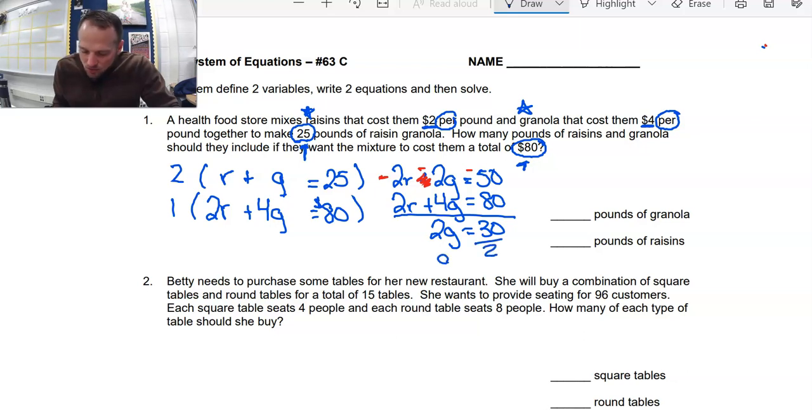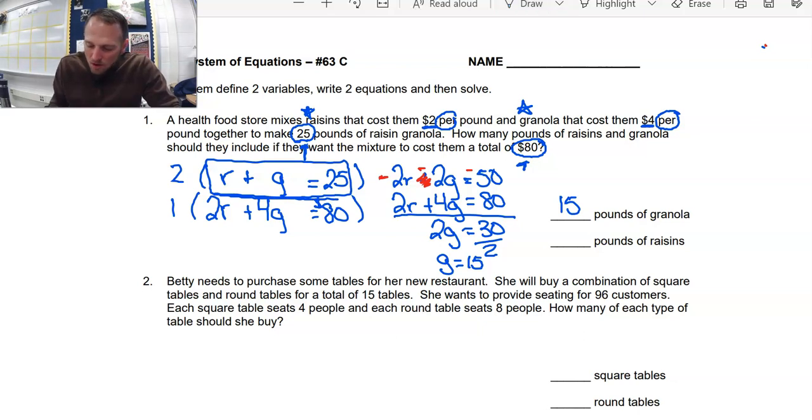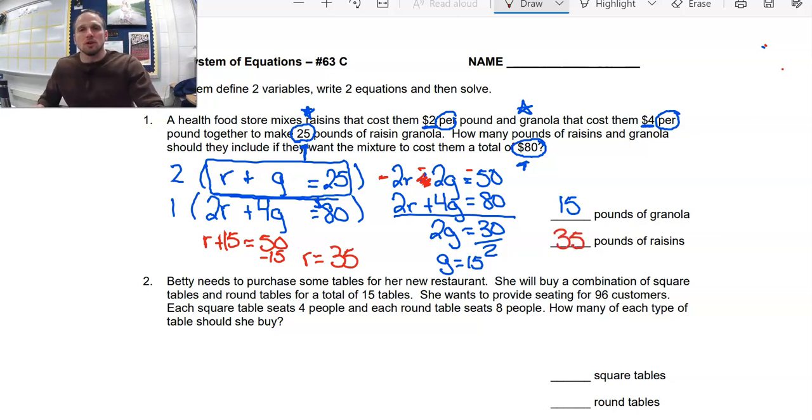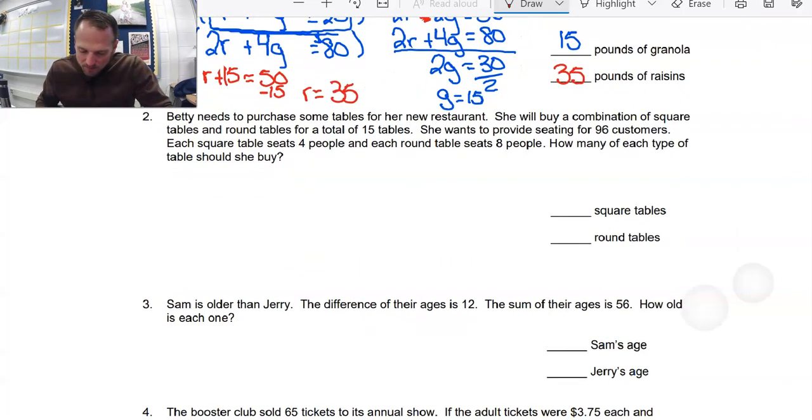Next step, divide by 2. And we're going to get G equals 15. So we had 15 pounds of granola. Now, I'm going to go back and choose any one of these equations that I have that seems easy. That's the one that I like right there, R plus G equals 25. Okay, we already know that G equals 15. Let's put 15 in there. So subtract the 15 over, and we're going to get R equals 10. So 15 pounds of granola and 10 pounds of raisins. All right, let's move on.